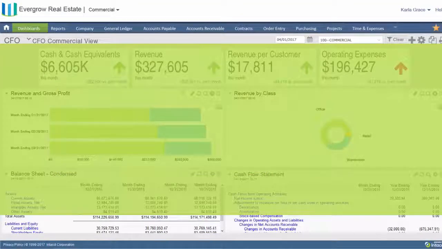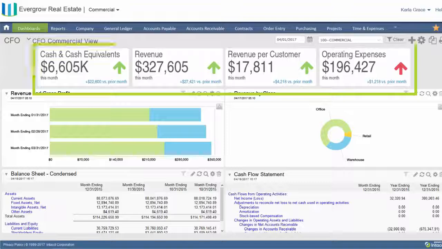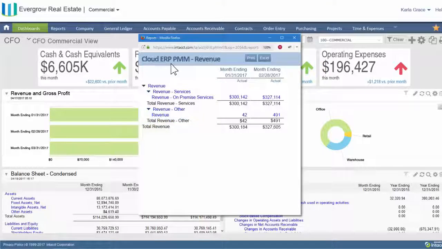With recent adjustments to the lending rate, the board wants to convene this afternoon and discuss business impacts. In the CFO view of the commercial property office, we instantly see the latest financial and operational analysis in key performance indicators. We can see that revenue and revenue per customer is up. Drilling down into the data, we instantly see the transactions driving that growth.